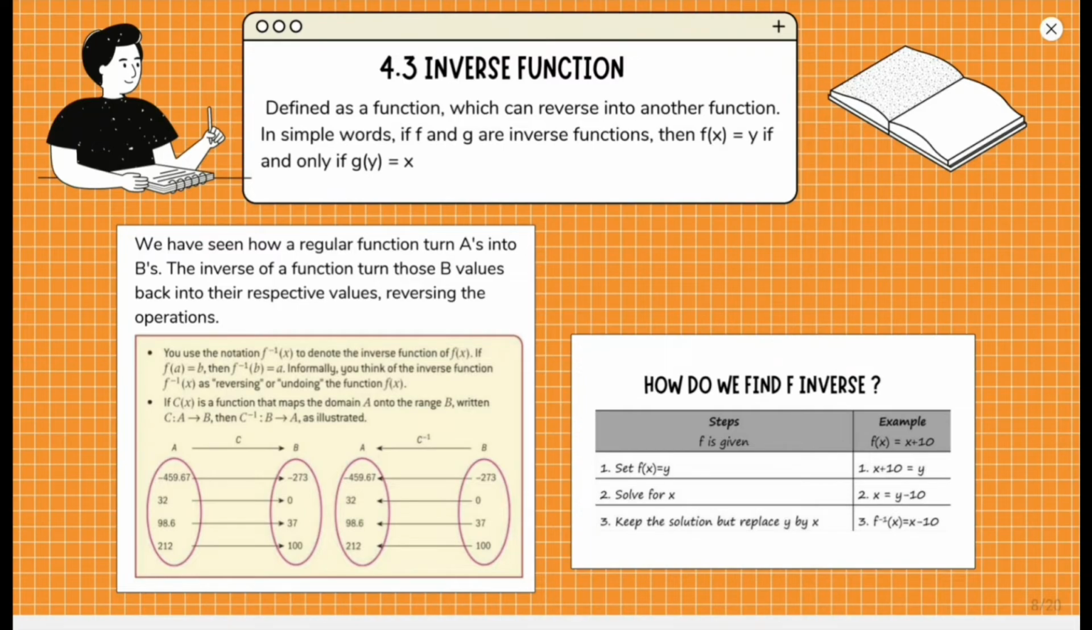You can simply see in the example below how inverse functions are illustrated. Next, how do we find f inverse? Let's say we take the function f equal to x plus 10 as our example. The first step is to set f equal to y, then solve for x, and lastly keep the solution but replace y by x. Therefore, we get the inverse function of f, which is x minus 10.